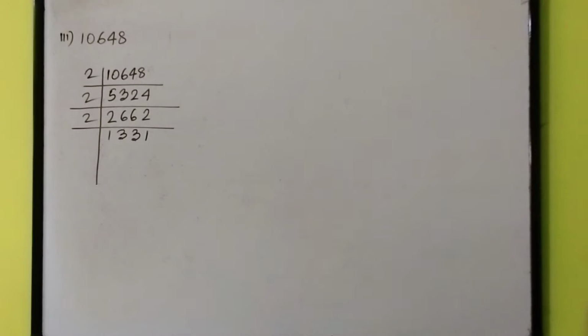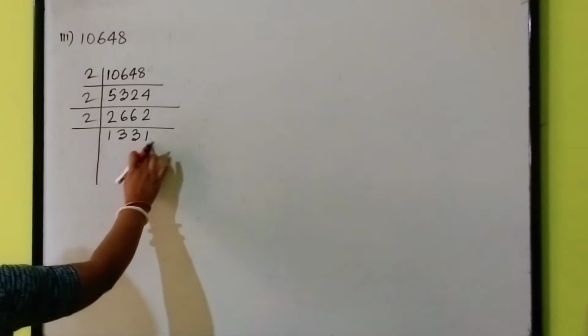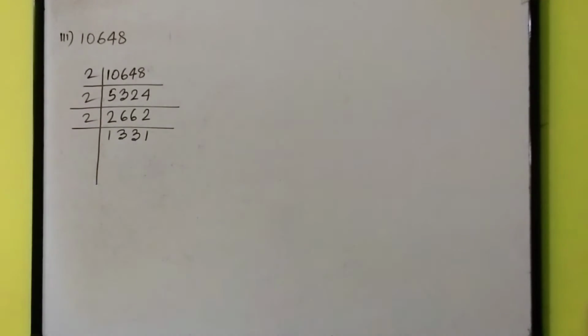Now, next prime number is 3. Is it divisible by 3? Find out the sum of the digits. 3 plus 1 is 4, 4 plus 6 is 10, 10 plus 1 is 11... 8 is not a multiple of 3. So it is not divisible by 3.